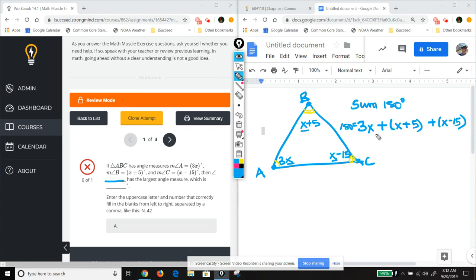Okay, so from here, I can simplify. I know that 3x is like terms with x and this x, so I have 180, which is equal to x plus 4x, 5x. And then I have a positive 5 and then a negative 15. Don't forget that negative there, to be a minus 10. Add 10.